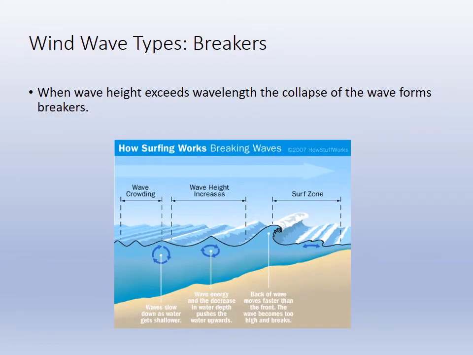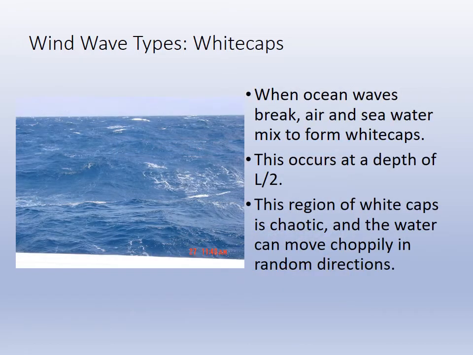Waves break at half the wavelength. The bottom interferes with the wave, and the wave topples over. That's called the surf zone. So half the wavelength is where waves break. When a wave breaks, it's also termed a white cap because it turns white and frothy. Half the wavelength is the depth.